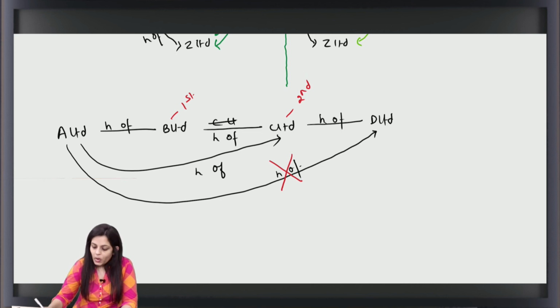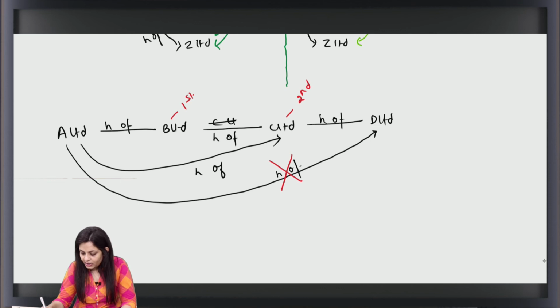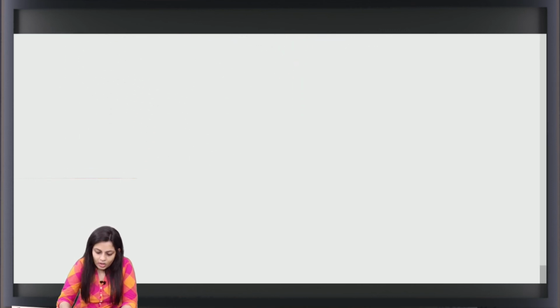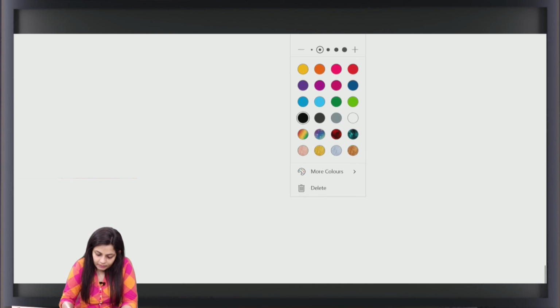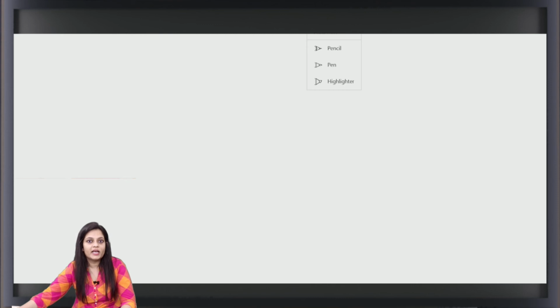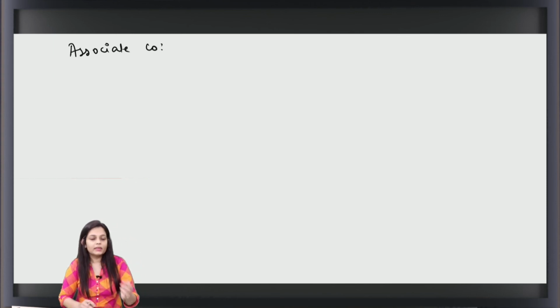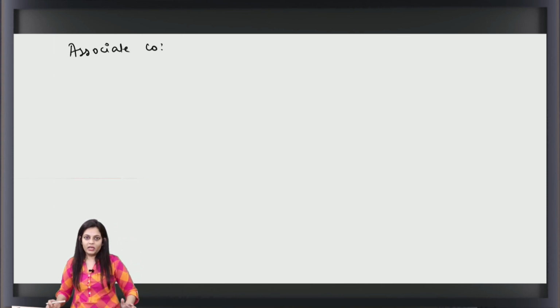The next one in this classification, or the last one in this classification, is associate company. What do we mean by associate company? As I told you, it's a very new theory which has been adopted. It has come recently, and it is something we have to do along with subsidiary.